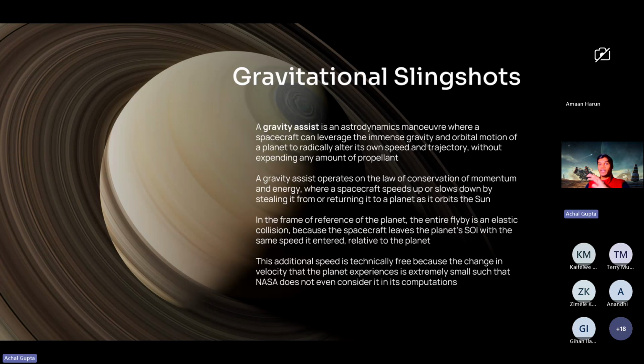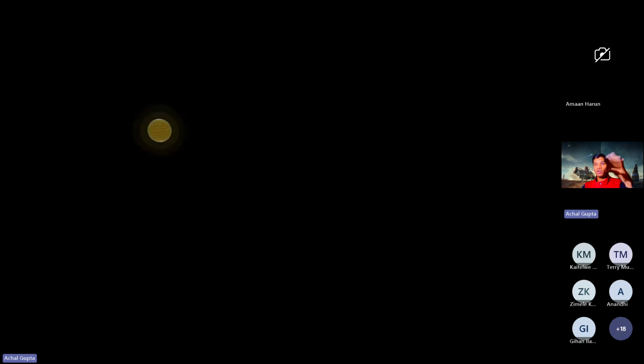The speed is effectively free because the planets are so large that even if you had the largest possible payload you could send on a gravity assist, the momentum lost by the planet is going to be so small that even NASA doesn't consider it when it's calculating gravity assists. Okay, so gravity assists being the key, how do we use them?